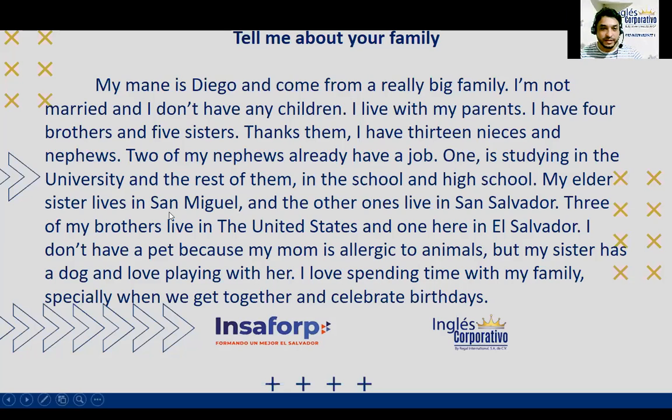Yes. As you can see in my example, let me use the laser pointer. I say in here, my elder sister. I don't say older. Because to talk about siblings or people, we say elder. That means that she is the first one of all the siblings. Okay, that is why I put that in here. So it's correct as well to say older. Just for you to know. Thank you. Okay, thank you, Manuel.